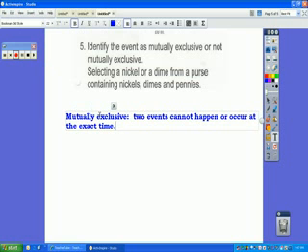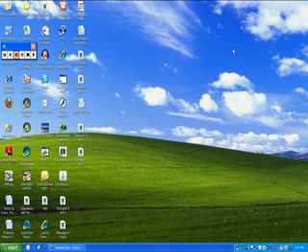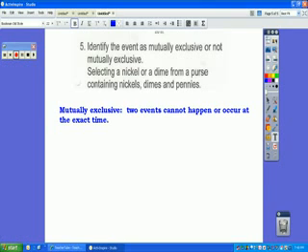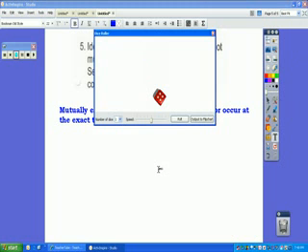Okay, an example of what I'm saying to you is, if I roll the die, let me go to my math tools. Oops, wrong slide. Math tools, I'm going to roll a die. I rolled a 4. I cannot roll a 1, 2, 3, 5, or 6 at the same time. Therefore, this is a mutually exclusive event. I can only roll one number at a time on this die.